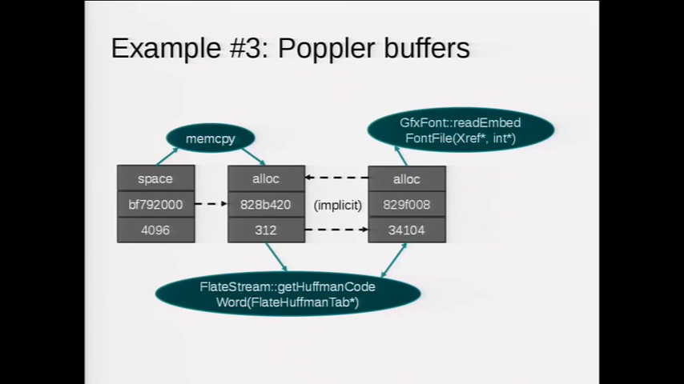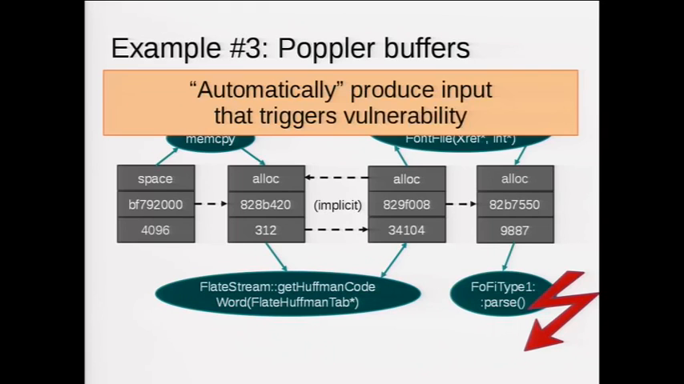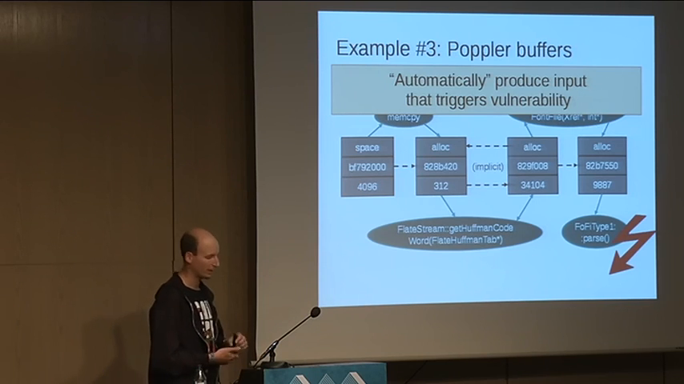We read the font into a buffer. And in the end, in the font parsing part, there's the vulnerability. And we're actually automatically able to produce input that triggers that vulnerability, that follows along these different steps, according to the splits that we have in our graph. So selecting the individual parts from the graph still needs some manual work, but it works fairly well. And you can actually try it out for yourself.